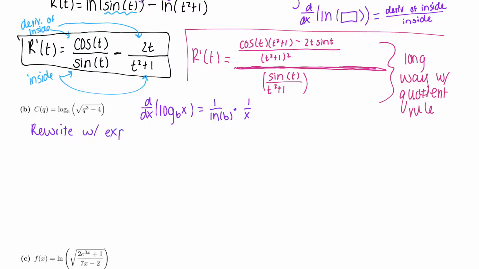So I'm going to start with rewriting with exponents, then expand using log rules. So we have c of q.